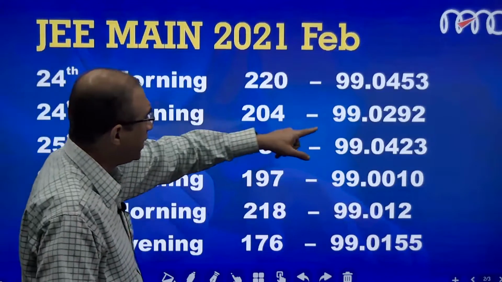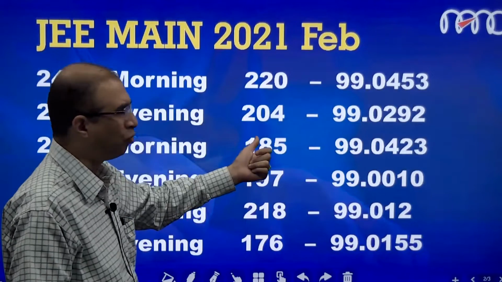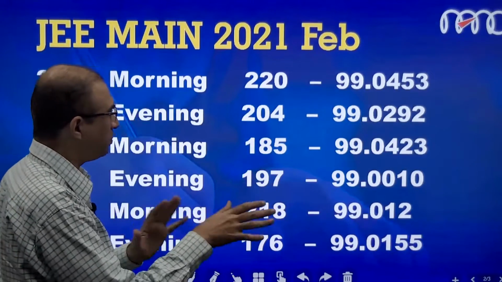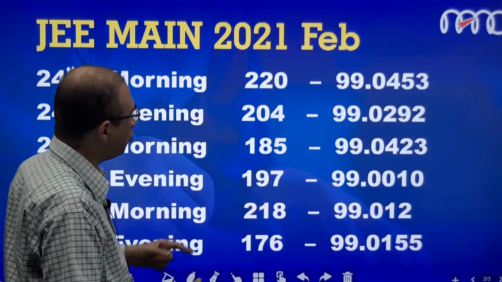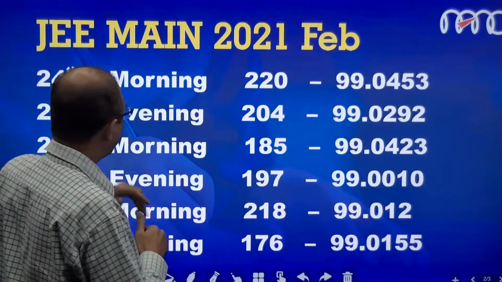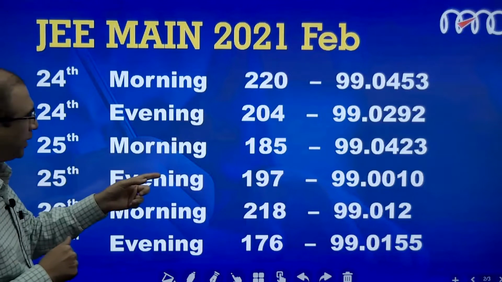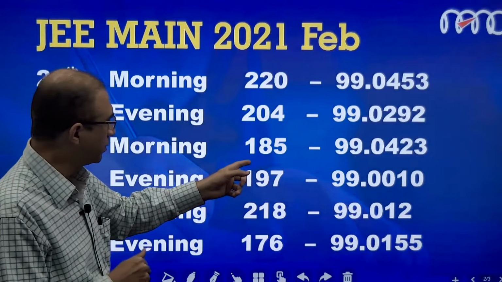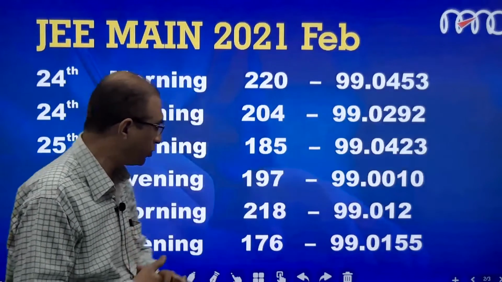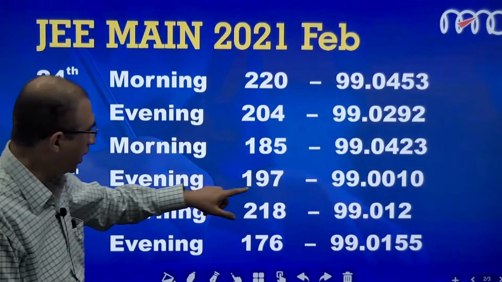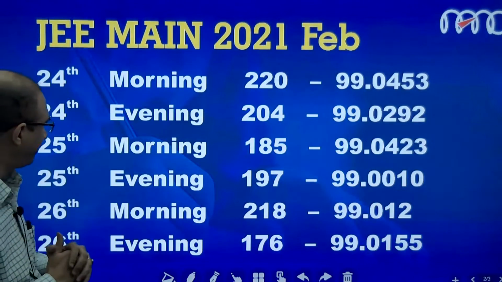24th evening, 99.0292 corresponded to 204. So we can say that roughly 99 percentile on that 24th evening ended at 204, which means that this evening paper was slightly tougher than the morning paper. Now 25th morning, again you see a wide variation. Suddenly there is a drop. 185 corresponded to 99.0423. 25th evening, 197. So 25th evening was slightly easier than the 25th morning paper.